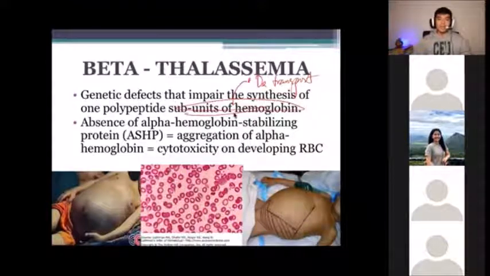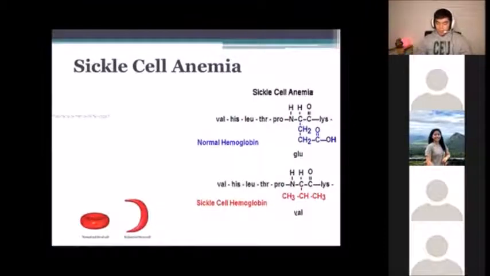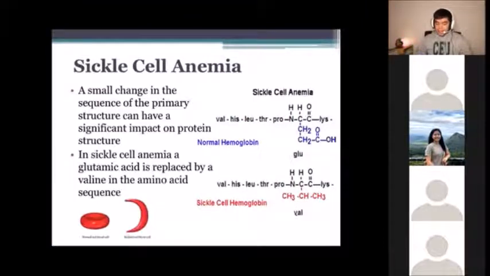And ang problem sa beta thalassemia, since defective ang hemoglobin, may problems sa oxygen transport. So that is because of the presence of ASHP, causing cytotoxicity of developing red blood cells. So that is beta thalassemia. We also have sickle cell anemia. Ganito kasimple ang sickle cell anemia.